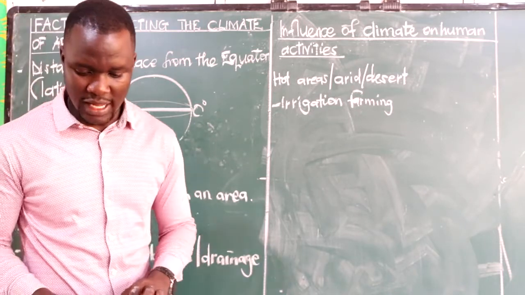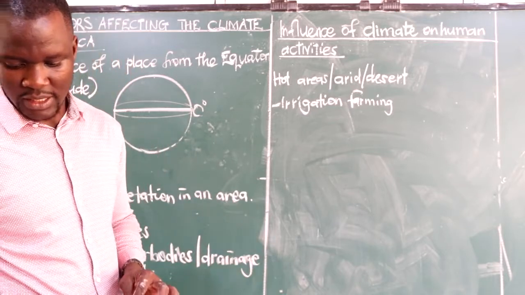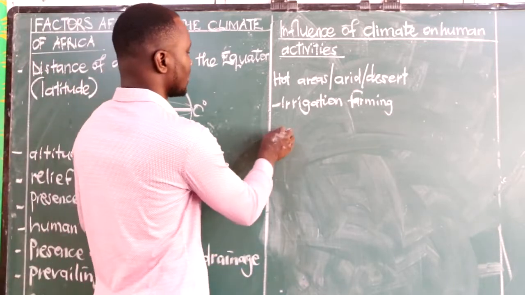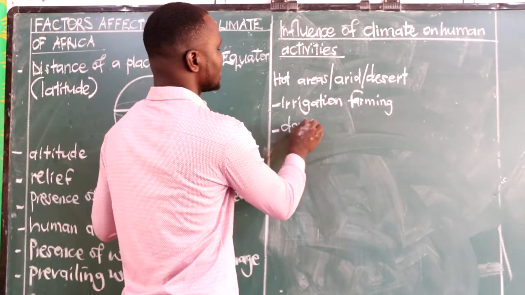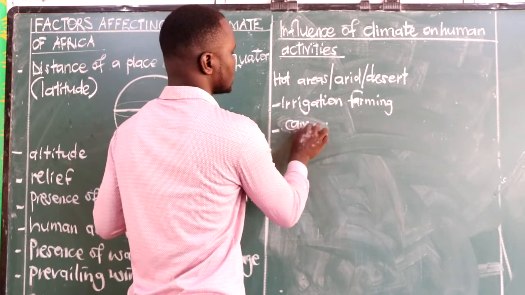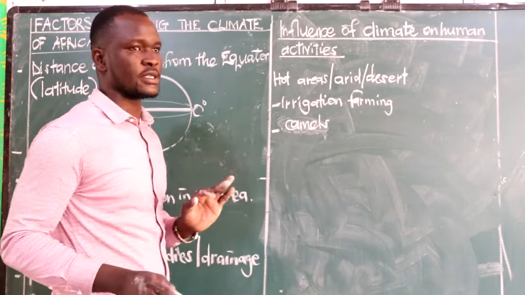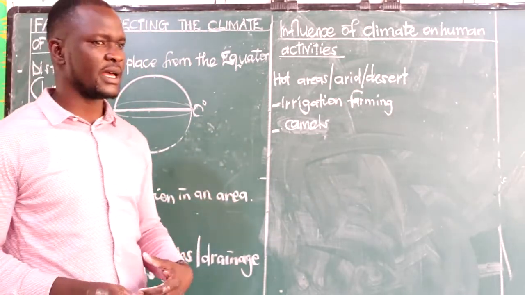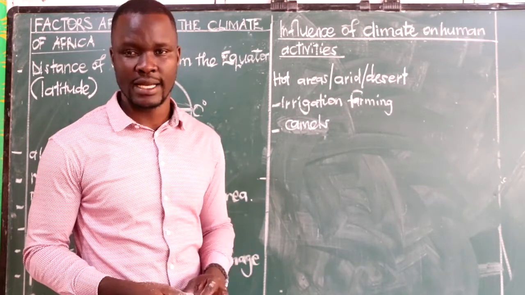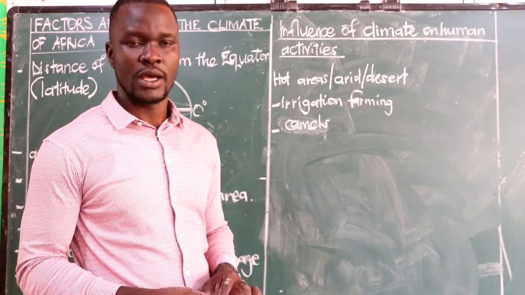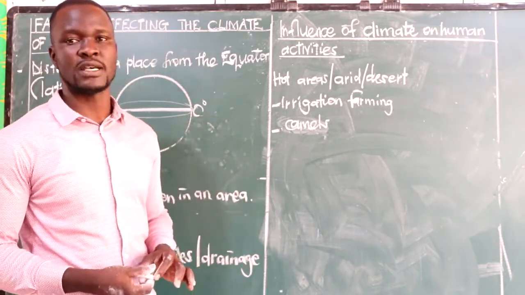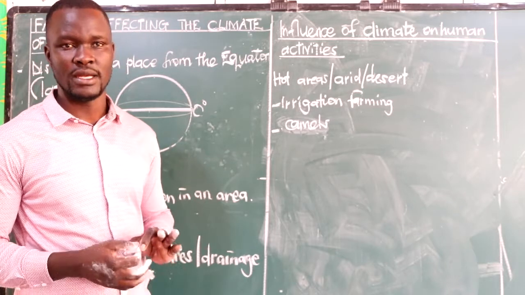Then we also have animals with large eyelids and large hooves. Of course, here we are looking at camels. These people who live in such areas rear camels. You will find that those are the animals. The camel is an animal that can withstand the harsh weather conditions. You will find that it has features that enable it to survive or to live well in desert areas.